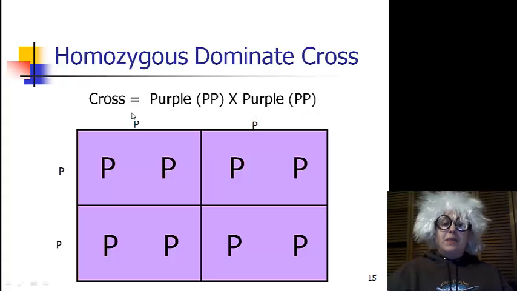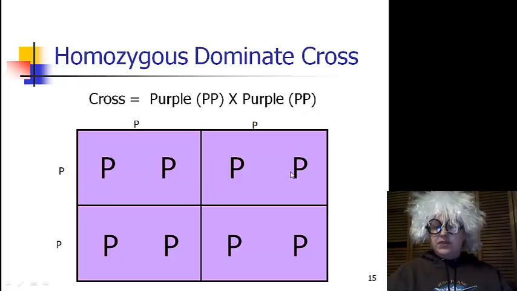And then we fill in the boxes by bringing the letters down and across. So I bring my big P down to here, and my big P down to here. And I bring my big P down to here, and my big P down to here. And then I bring it across. My big P comes over to fit here. Another big P comes over to fit on this box. My big P comes over, and my big P comes over.